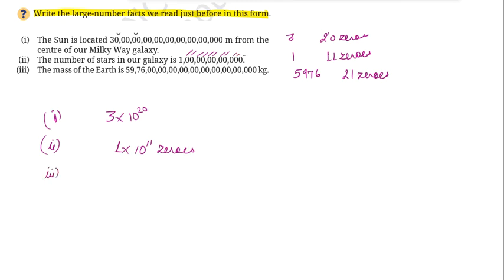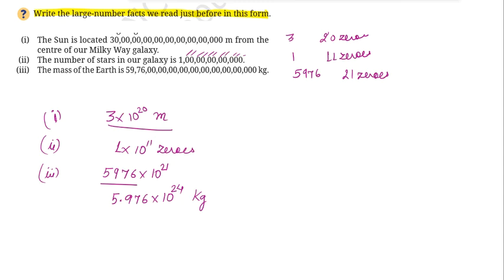And then third, I can write it in multiple forms. पहले तो 5976 multiplied by 10 to the power 21 zeros, ये भी लिख सकते हैं. But now since we want that this initial term should be between 1 to 10, so I will replace it like 5.976 times of 10 to the power of 24. So this is in kgs. All of these are in kgs. No, the number of stars, you do not have a unit. Then for the first one, you will have the unit as meters. So the sun is located 3 into 10 to the power of 20 meters away from the center of our Milky Way galaxy.